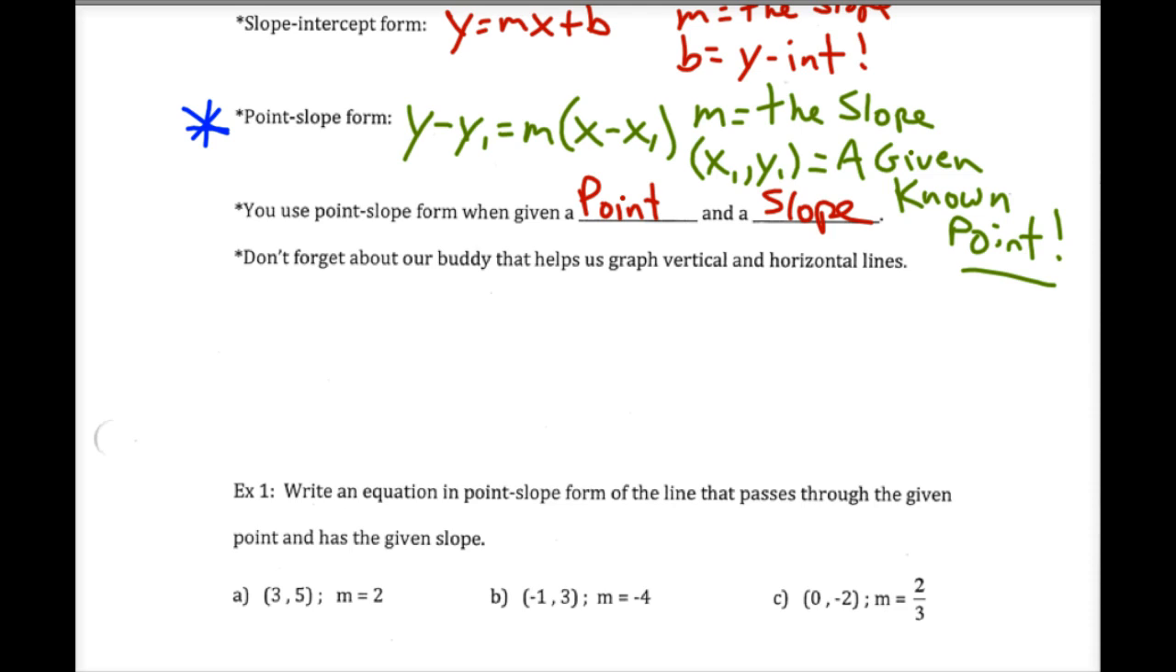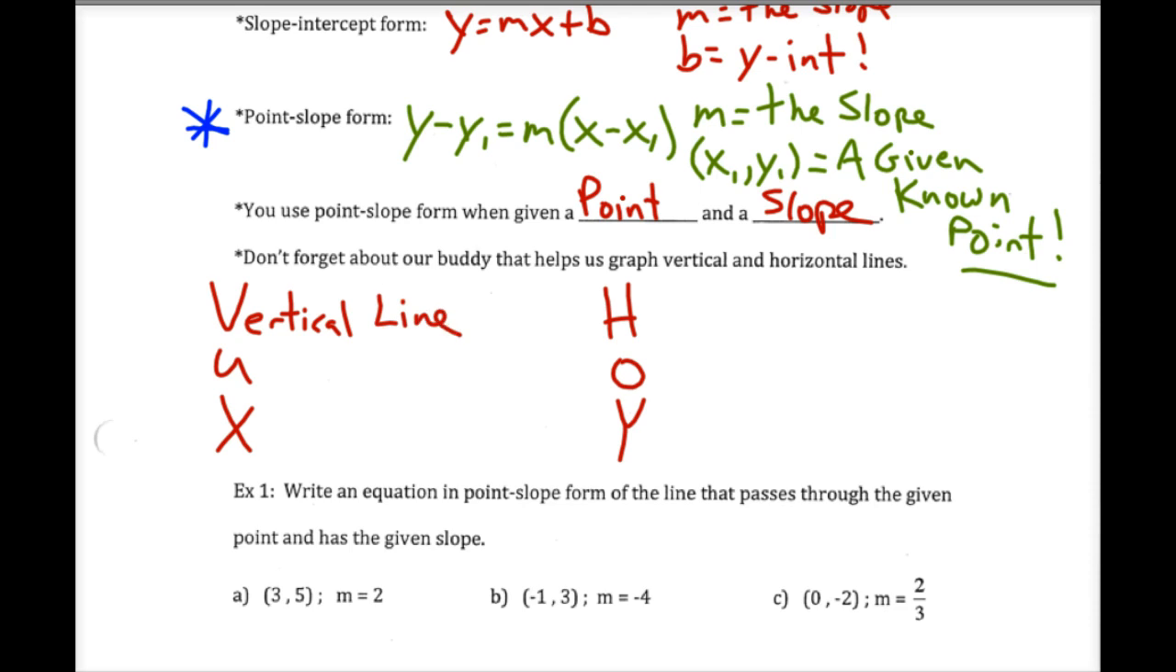Right? And don't forget about our buddy that helps us graph perfectly vertical and horizontal lines. What's our buddy's name? His first name is Bucks. Okay. His last name is Hoy. Write that name down the side, just so we'll talk about what those 6 letters actually mean. Does anybody know what those letters mean? Vertical. Vertical what? Vertical line. Yeah, guys, if we're talking about Bucks, we're talking about a vertical line.